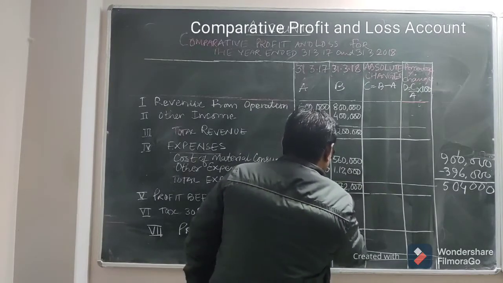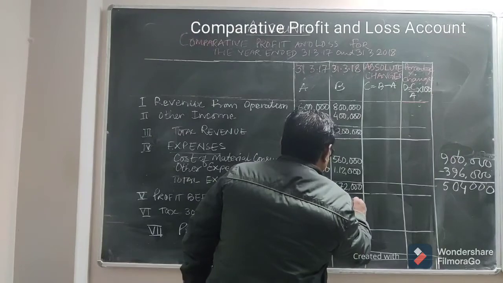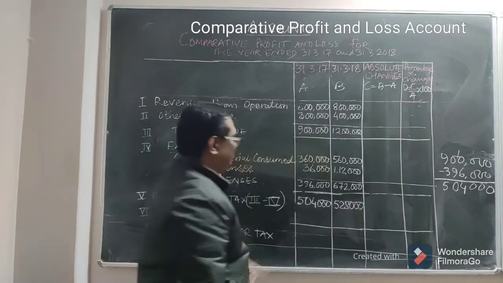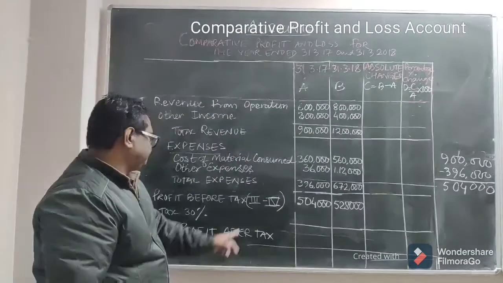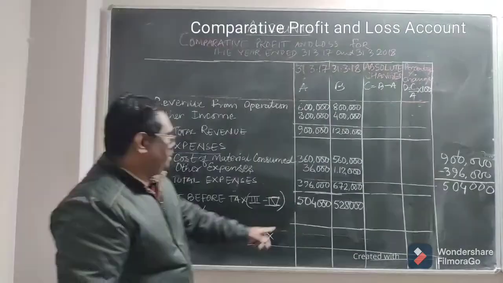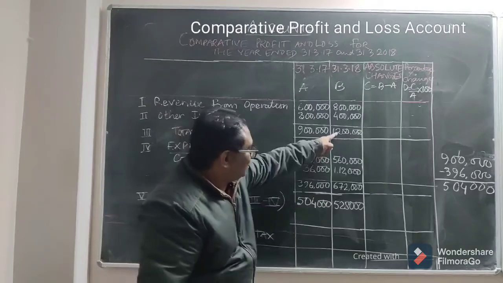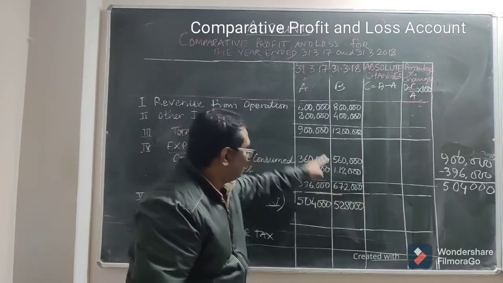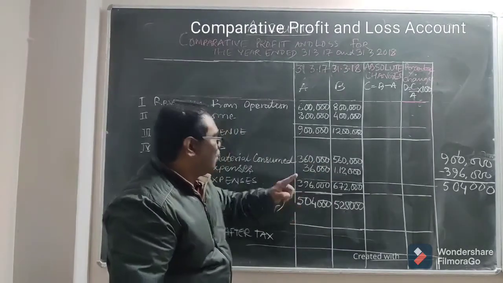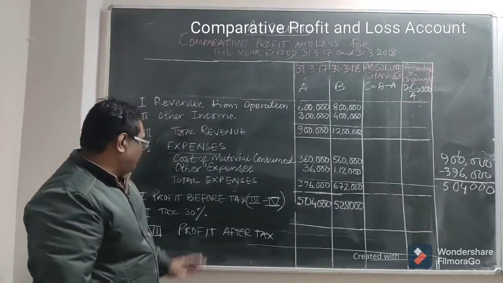So 5,28,000 is the profit before taxes. This is total revenue minus total expenditure. For the previous year, 9 lakh minus 3,96,000 is 5,04,000. This is the profit before taxes.